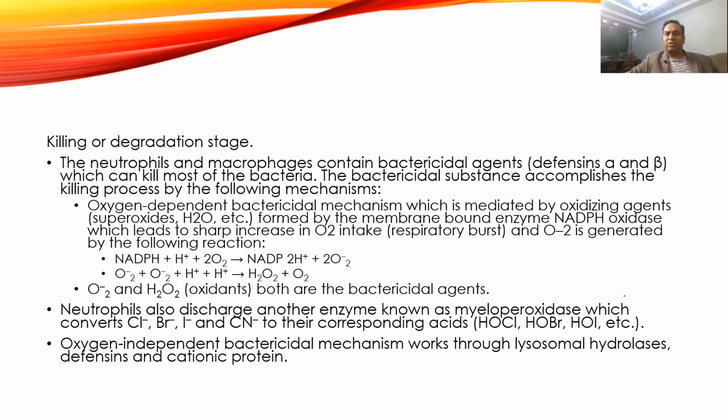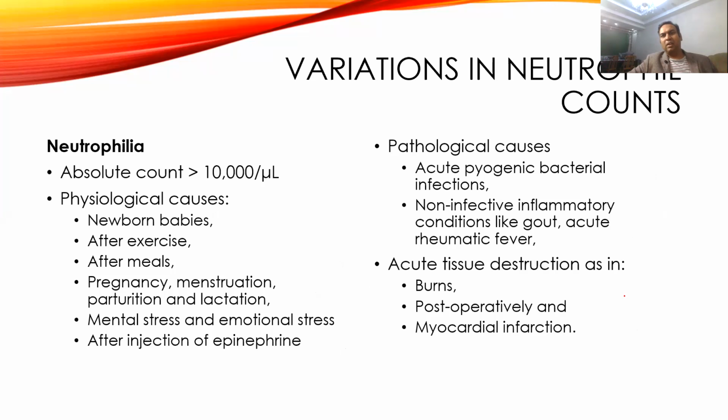Another is myeloperoxidase, which converts halide ions into their acids, and the acid will also try to kill. Then there is another type of mechanism, the oxygen-independent mechanism, which is directly proteolytic. These hydrolyzing enzymes are released and start destroying the proteins of the cell membrane of the bacteria, and other enzymes present within the bacteria help kill it. So this is all about the functions of neutrophil.